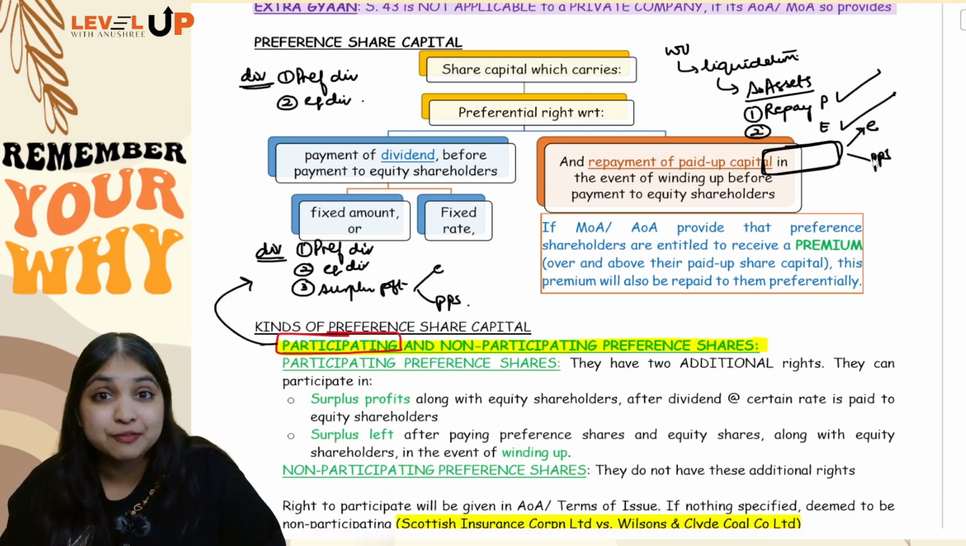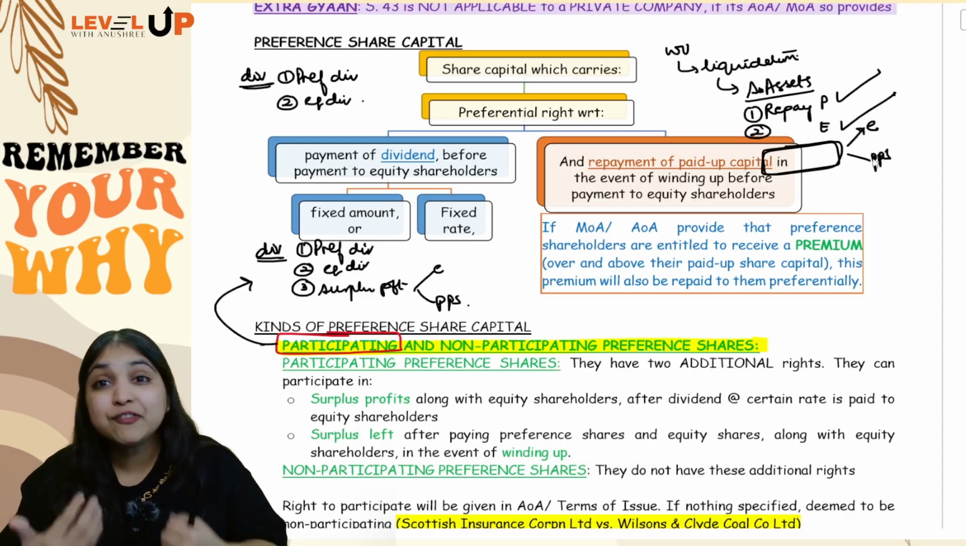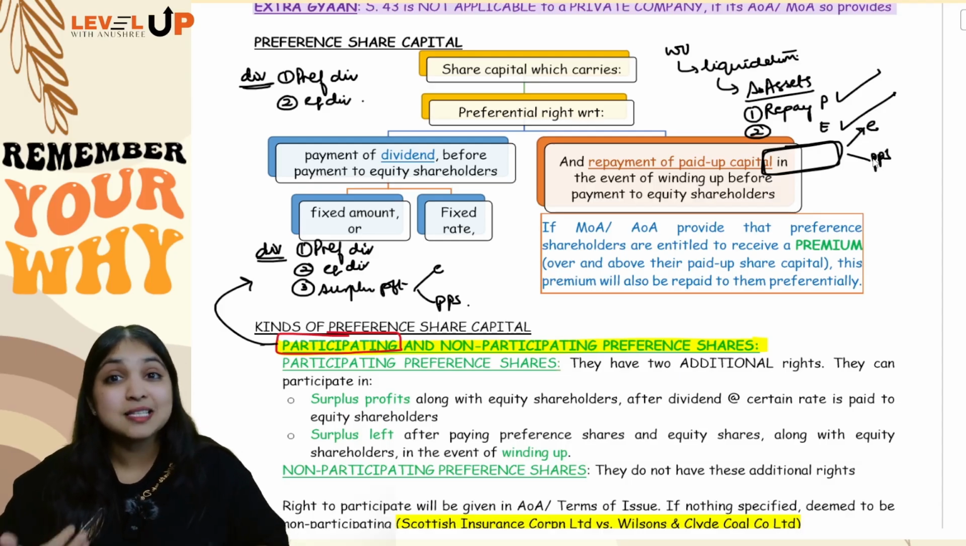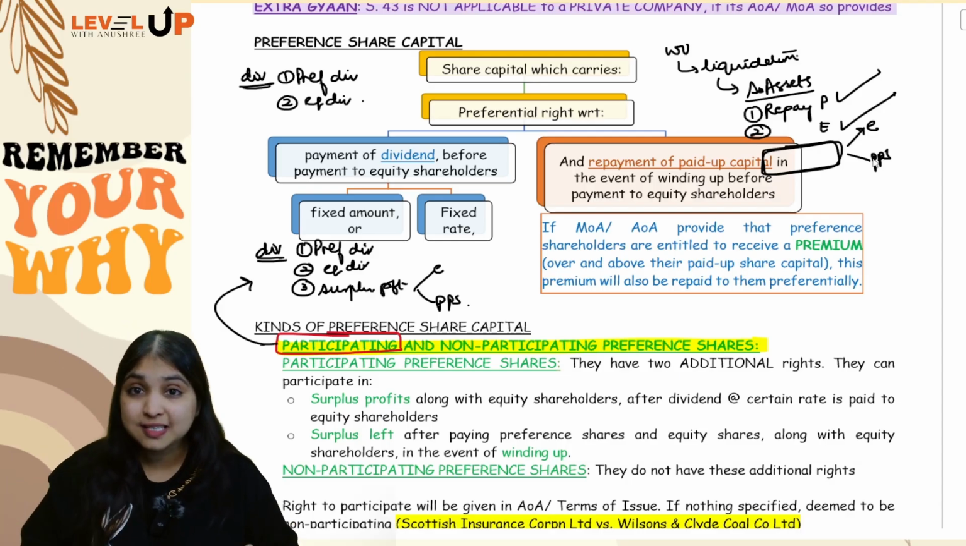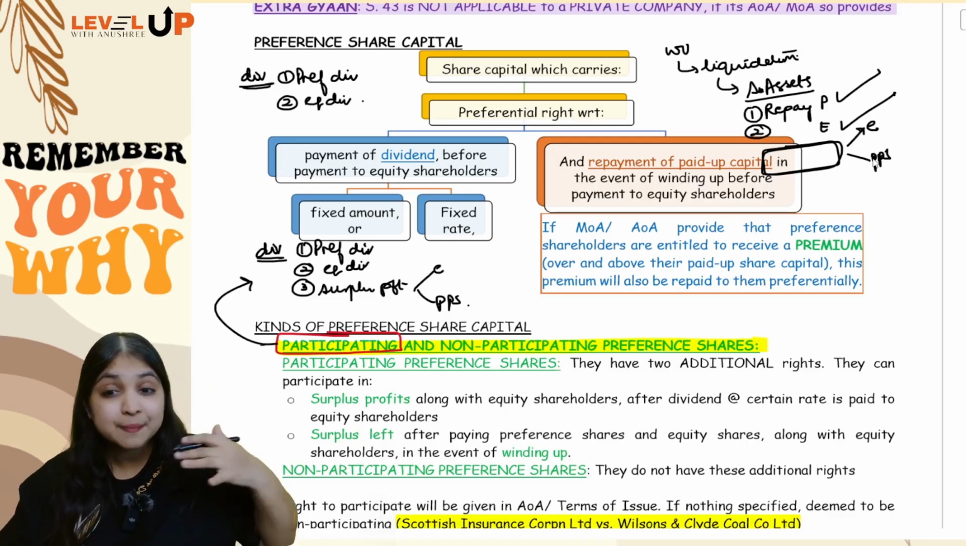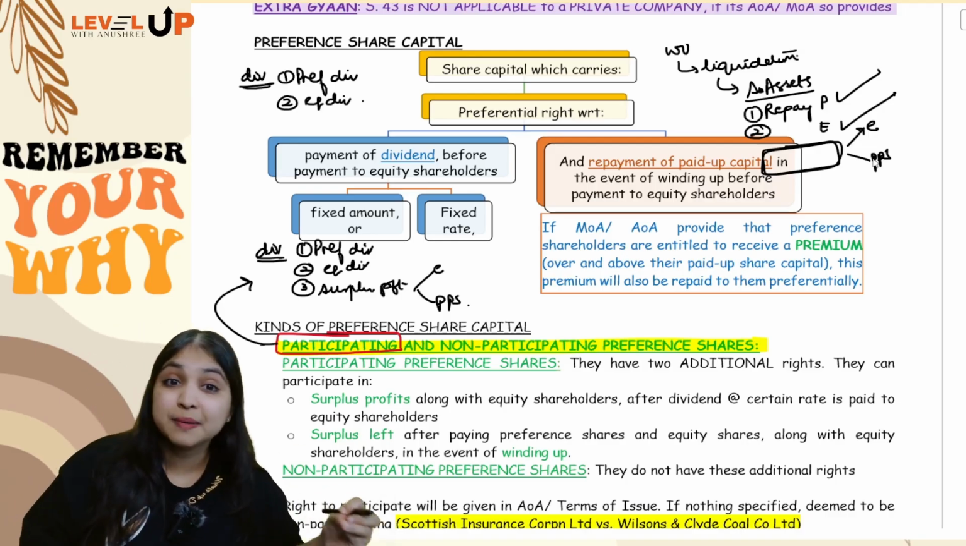So participating preference shareholders, to conclude, have two extra rights: they participate along with the equity shareholders in the surplus profits of the company, and they participate along with the equity shareholders in the surplus assets of the company.